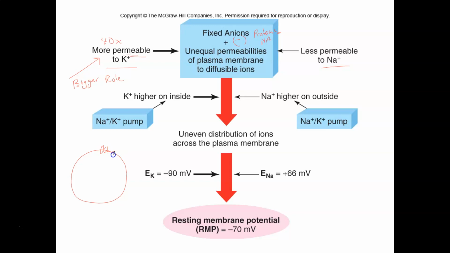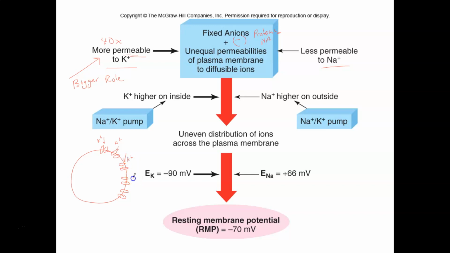So if we were to draw in channels in the plasma membrane of a cell, the majority of them would be labeled potassium. Most of them would have a potassium label. Okay?